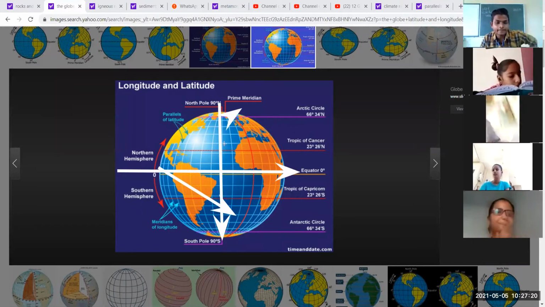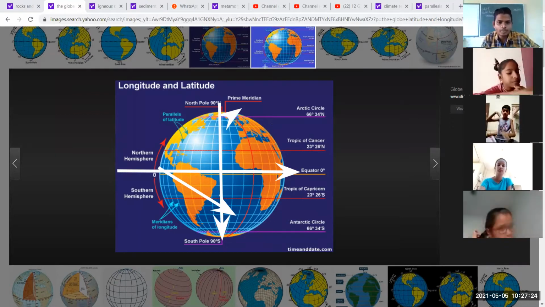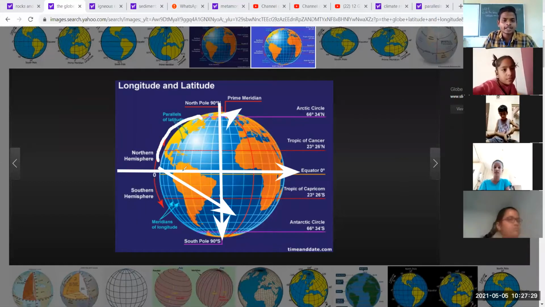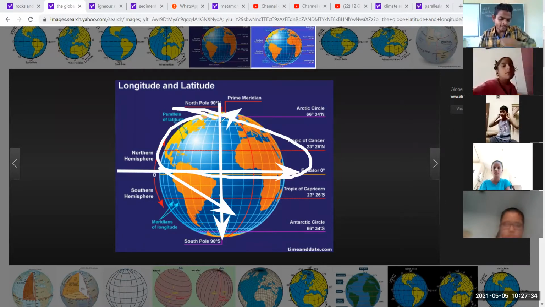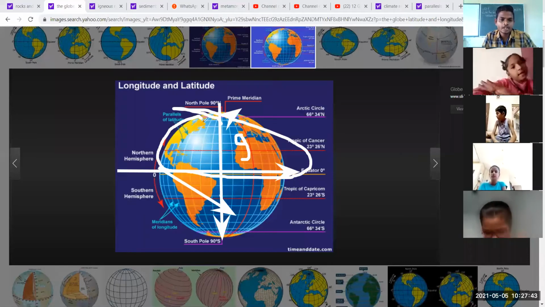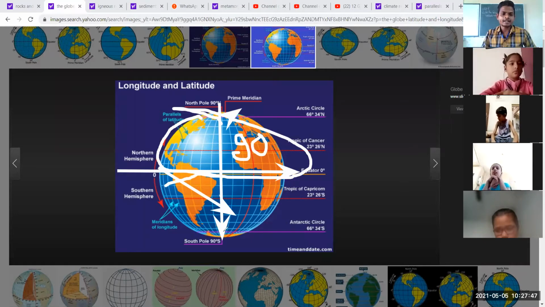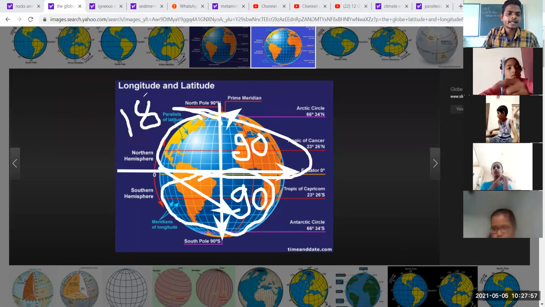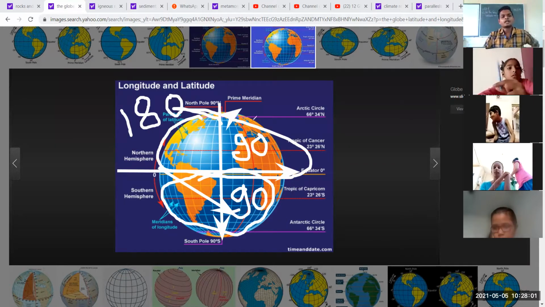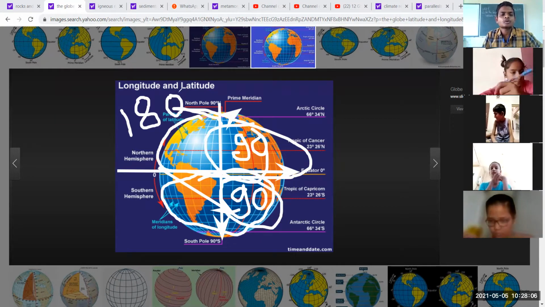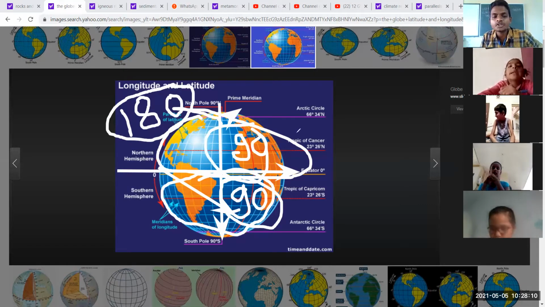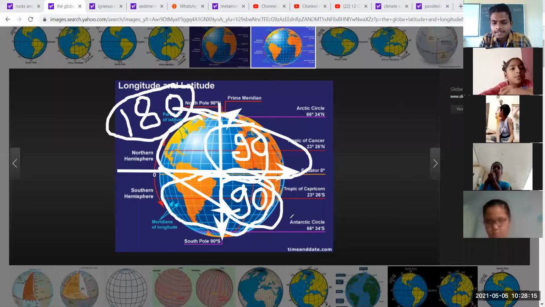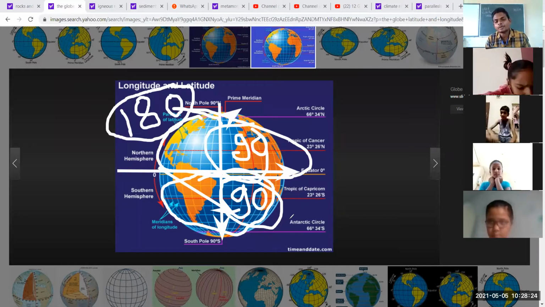There are 90 parallels in the northern hemisphere and 90 in the southern hemisphere. So how many parallels are in the northern latitudes? We have 90 parallels in the north, and in the south the same 90. So in total we have 180 parallels. So dear students, 90 from the north and 90 from the southern hemisphere.